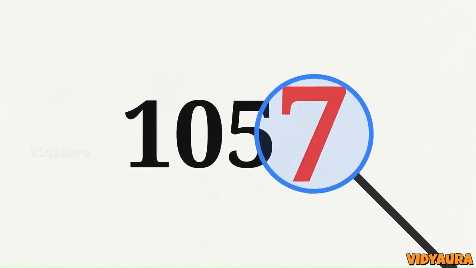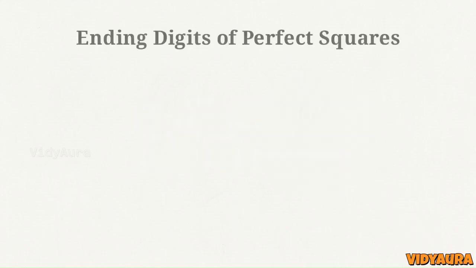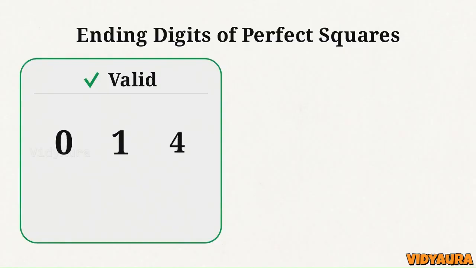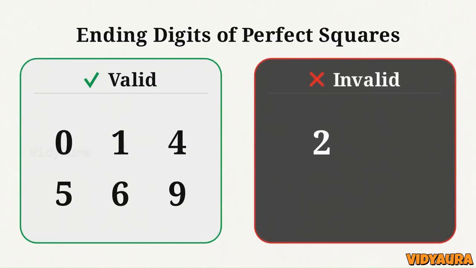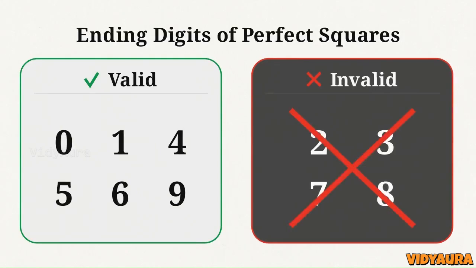You can spot a fake perfect square without doing any math just by looking at its last digit. Perfect squares can only end in 0, 1, 4, 5, 6, or 9. They never end in 2, 3, 7, or 8.